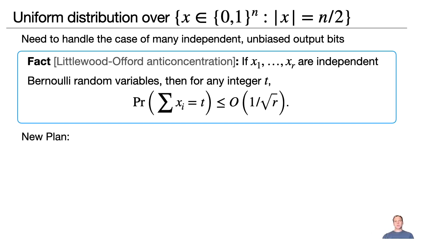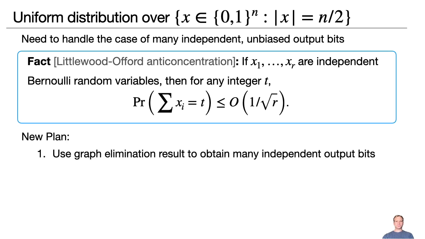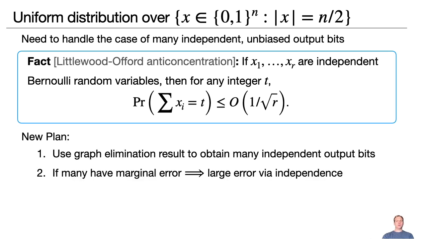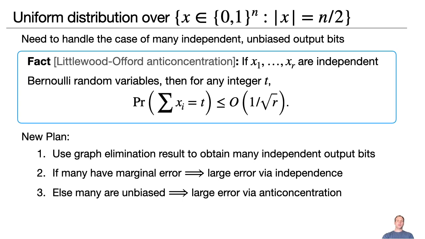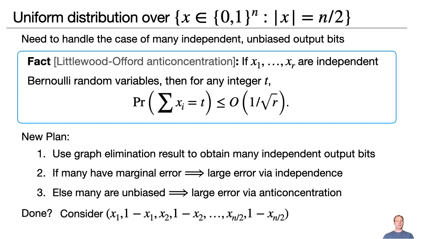So we can try to make a new plan here and do what we were doing before. But now, if we have the case when many of these marginals don't have error, we get many unbiased bits, and now we can hope to use a large error via anti-concentration. So are we done? Well, unfortunately not quite.